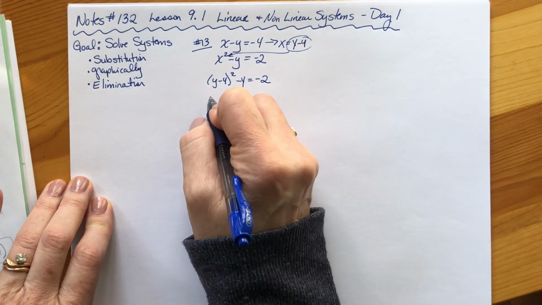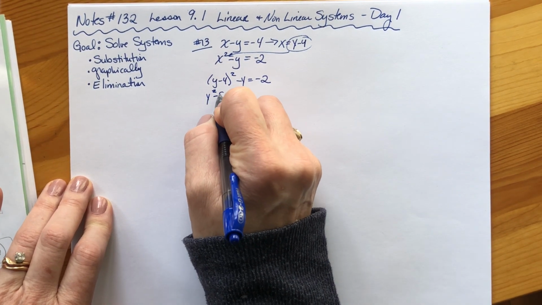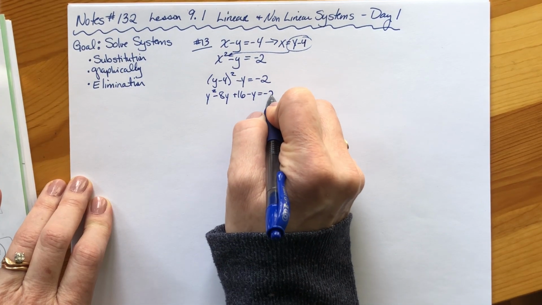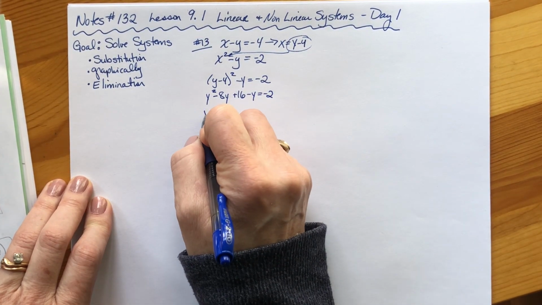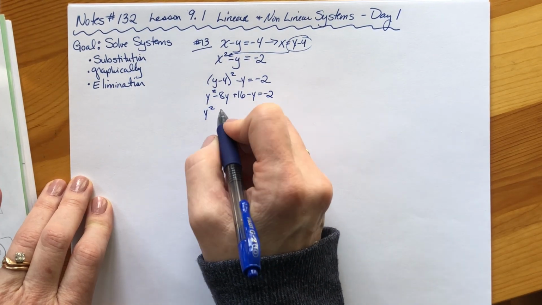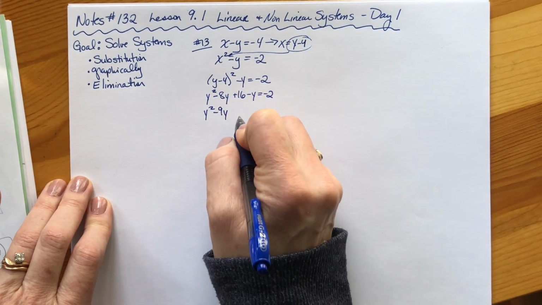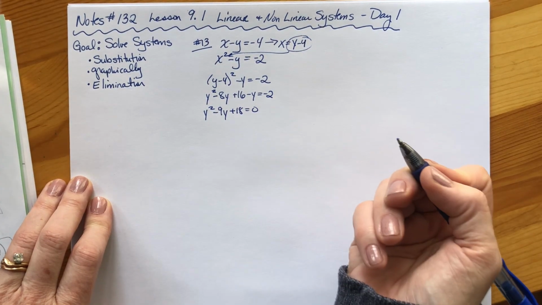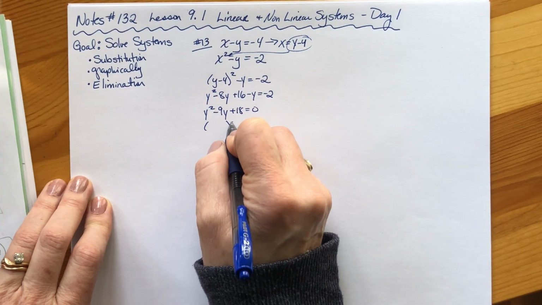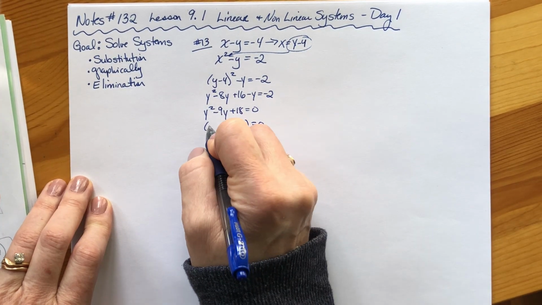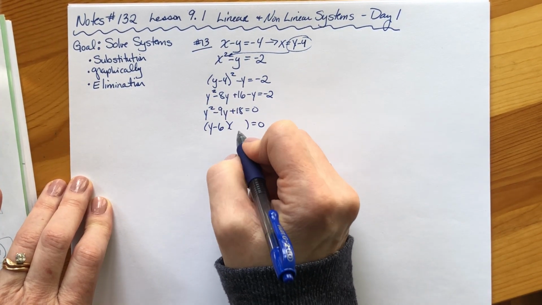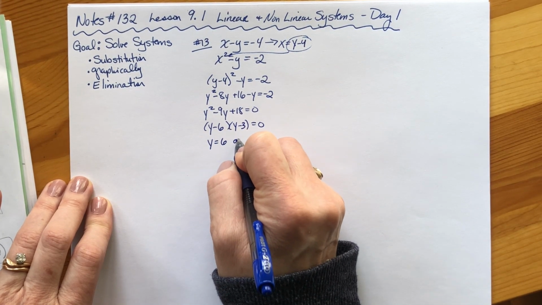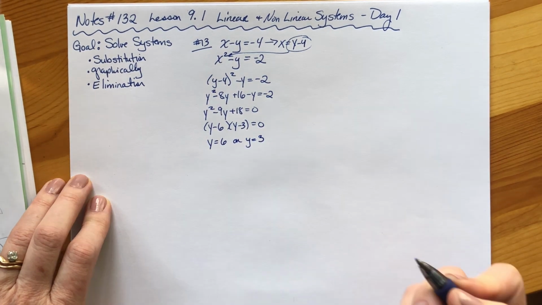Oh, we're ready to FOIL. We just love foiling. y squared minus 8y plus 16 minus y equals -2. Let's bring everything over to one side. So I have y squared minus 9y, bring this 2 over, so it's plus 18 equals 0. Oh, trinomial factoring. Oh, we're not losing any time here. So it's y minus 6 times the quantity y minus 3. Straight up, I know that y is going to equal 6, or y is going to be equal to 3.